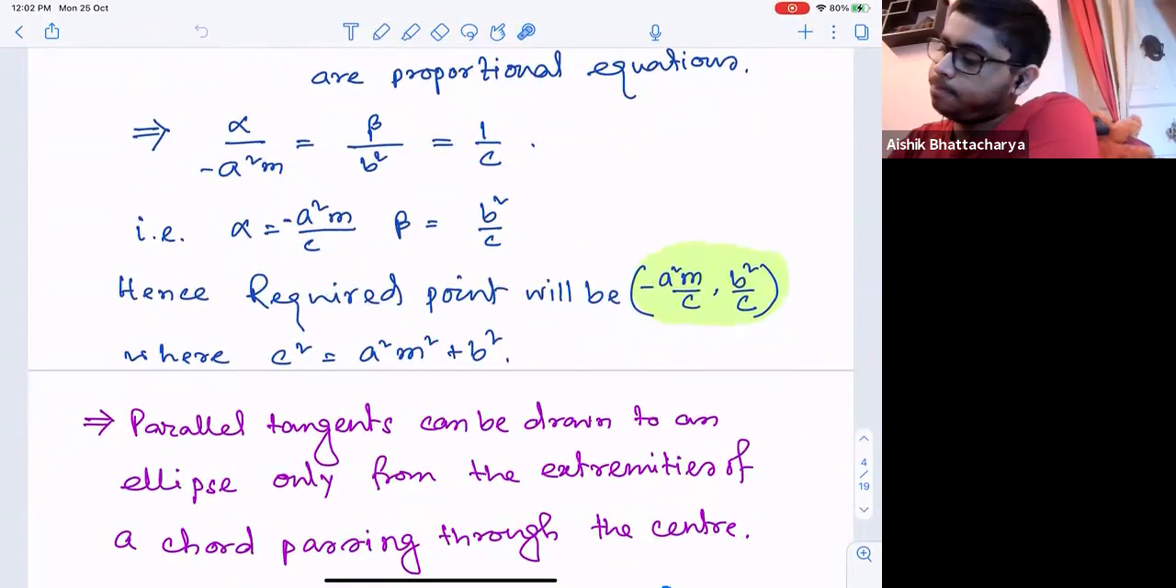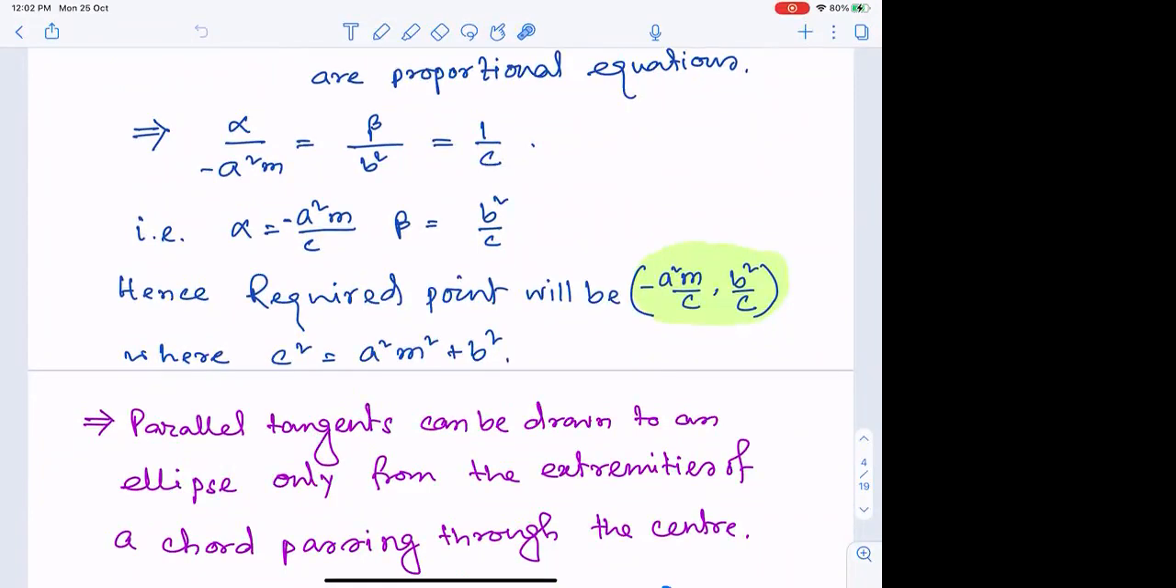So this is our conclusion that parallel tangents can be drawn to an ellipse only from the extremities of a chord passing through the center. So let's just sum up what we have learned so far. We have got that ellipse can have any straight line in one of the three conventional positionings, like a line passing through outside, or generating a chord, or the most special one as a tangent.